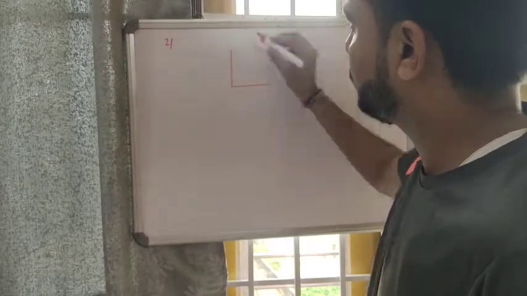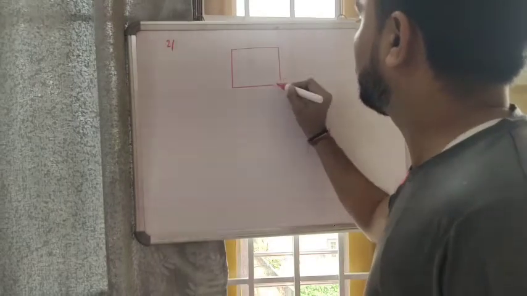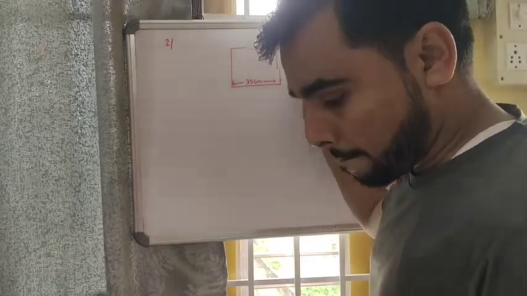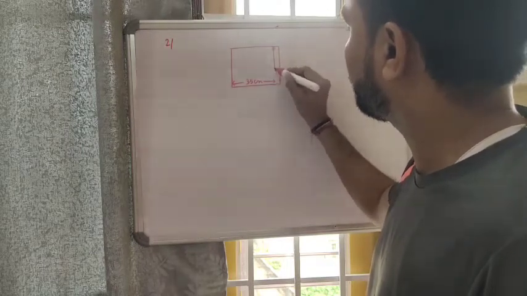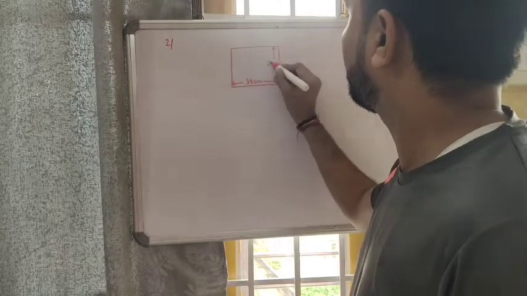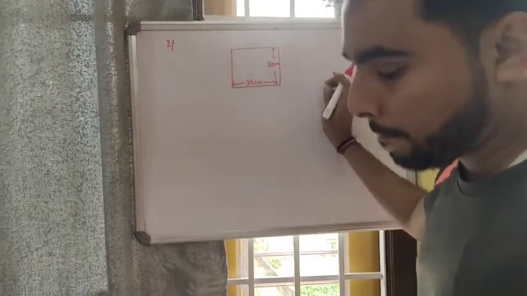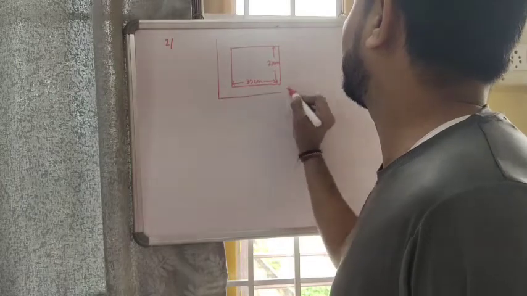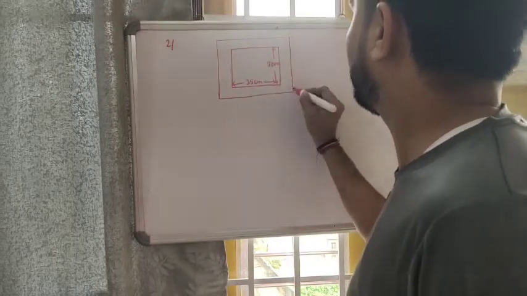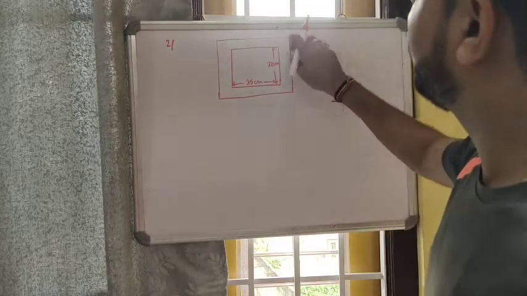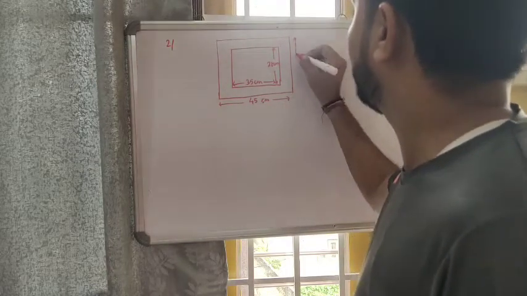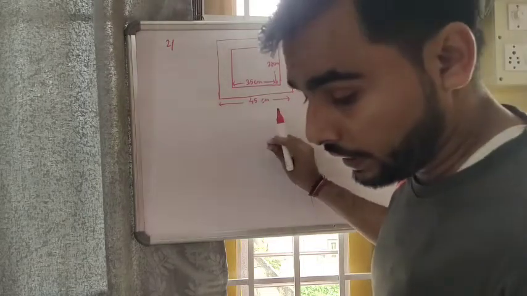Suppose this is a photograph, dimensions of which are given as 35 centimeter by 22 centimeter. This photograph is fixed onto a frame whose external dimensions are 45 centimeter by 30 centimeter. You need to find the area of the border.